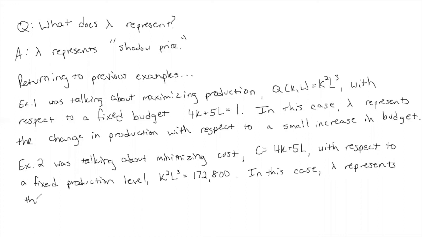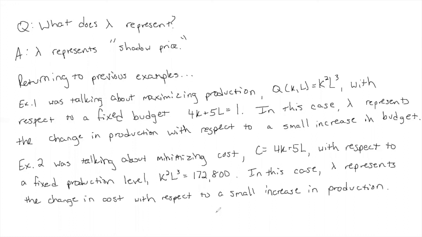Represents the change in cost with respect to a small increase, I should say, sorry. Keep it consistent, small increase in production. If production goes up, how does that affect the cost? That's the information that lambda holds.